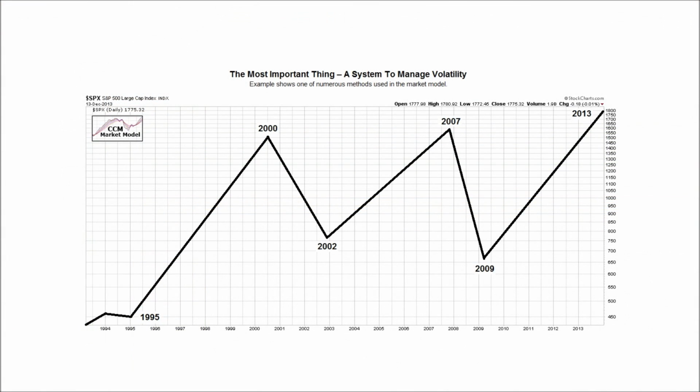In this video, we'll discuss what may be the most important thing in investing, a system to manage volatility. We'll use one example of a method used in the CCM market model. These methods apply to long-term investors, and they can also be adapted to somebody that's trading 10-minute charts.